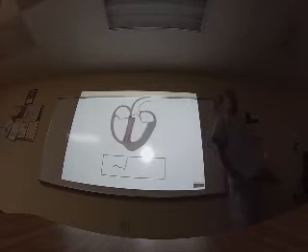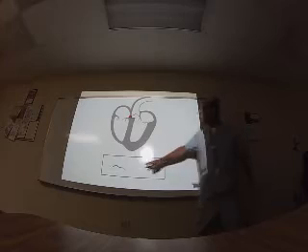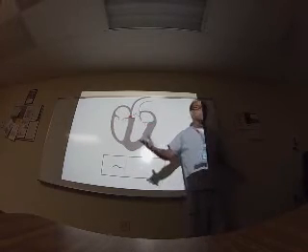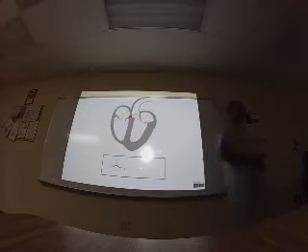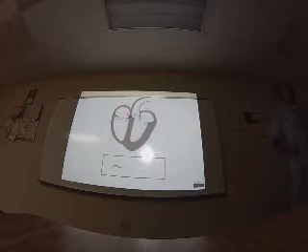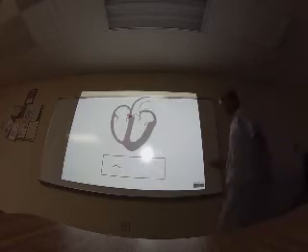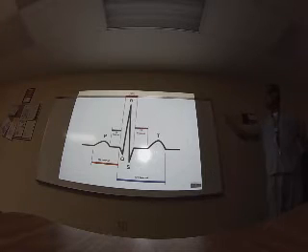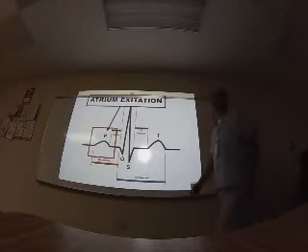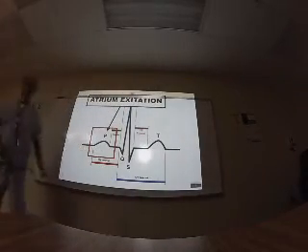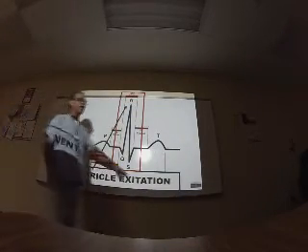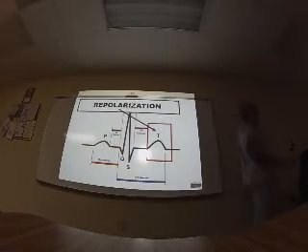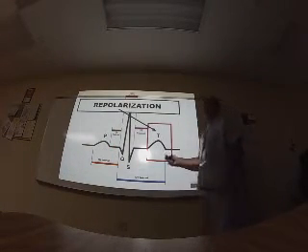P is the contraction of the atrium. Q, R, S is the stimulus, not the contraction, the stimulus of the ventricles, and the letter T means repolarization. Repolarization is when the heart is ready to begin a new impulse. P, Q, R, S, and the T. P, atrium excitation. Q, R, S, ventricle excitation, and the letter T that is called repolarization.